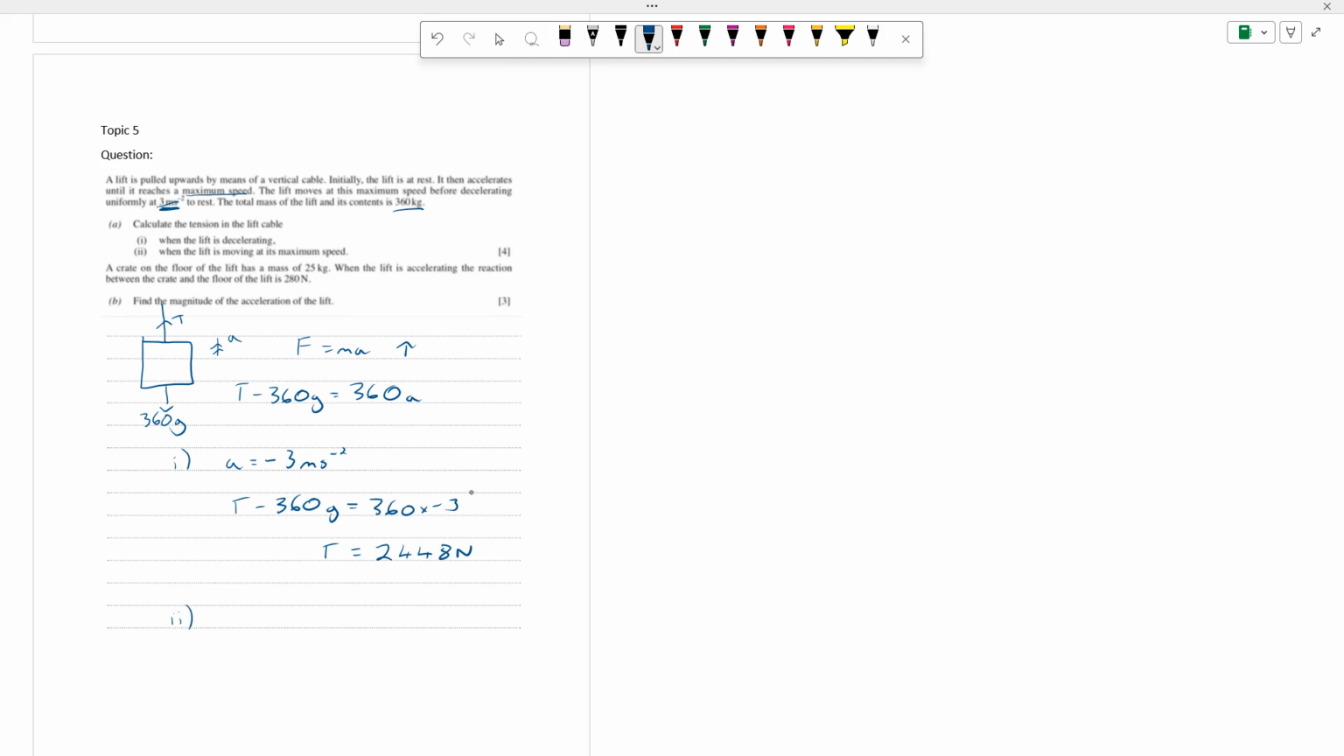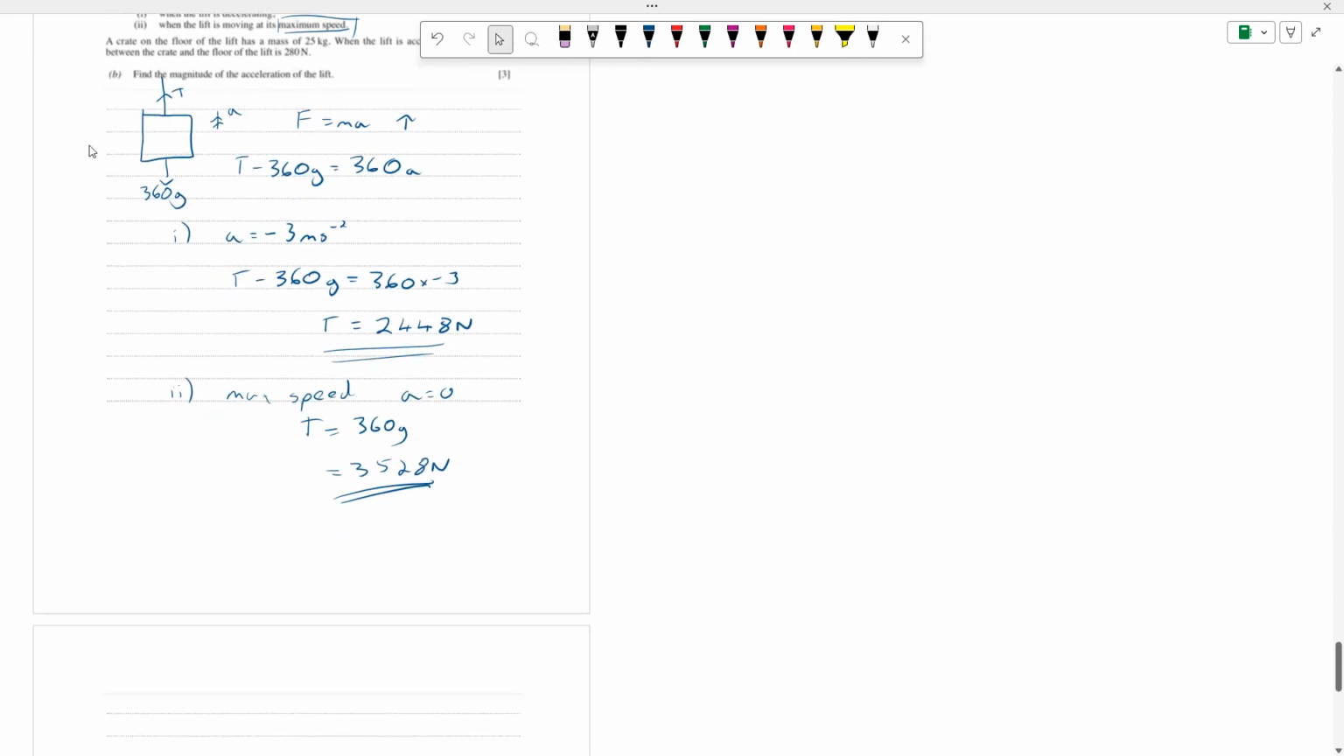Part 2, I'm going to use the same equation, but once it's moving at its maximum speed. Be careful with this. At max speed, it has no acceleration, so a is 0. That means the tension should just equal the force going down. My forces should be balanced at this point. I'm still moving, I'm just not accelerating or decelerating, so they have to be balanced at that point.